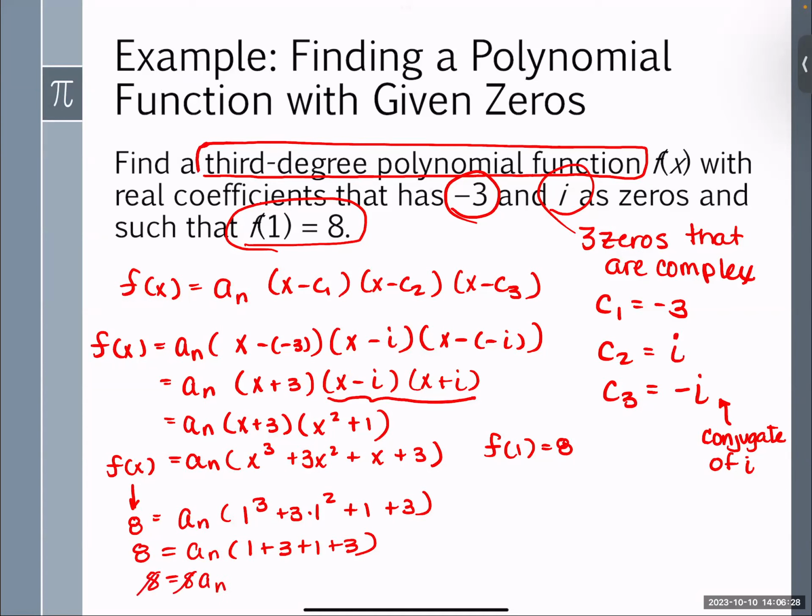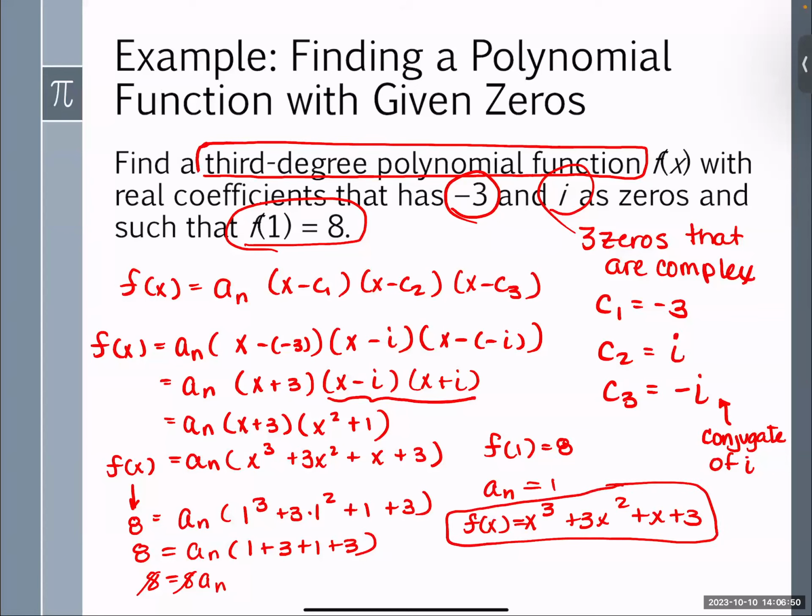So a sub n is 1. So my function is f of x equals 1 times x to the third plus 3x squared plus x plus 3. That is the third degree polynomial function that has a 0 at -3 and at i and at -i. And the evaluation of the function when x is 1, y is equal to 8.